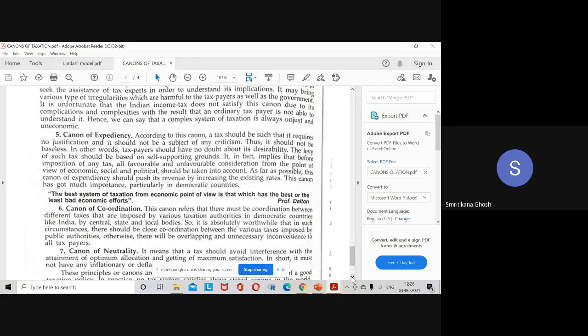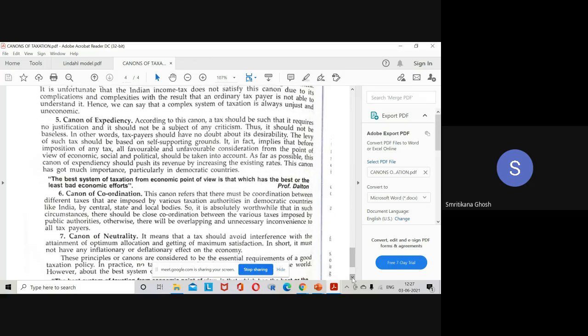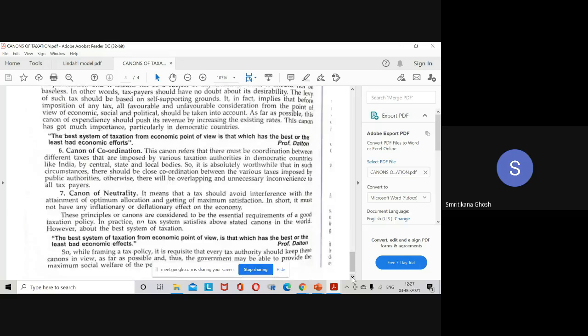Okay? Canon of coordination. Coordination means, tax is collected. There is an income tax department, sales tax department, customs. So they should be very much coordinated among themselves. One sector must have information about the other. Otherwise, there will be a coordination failure, because at the end of the day, they are going to submit all the tax collection to the government. So that is why they should be very much coordinated.